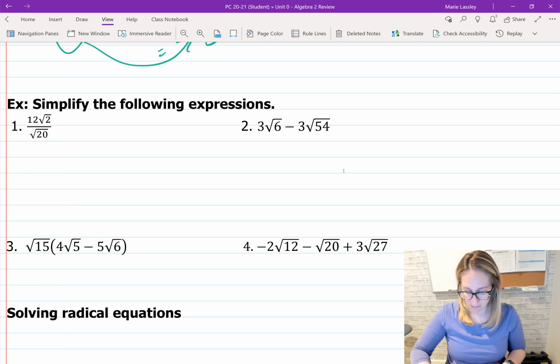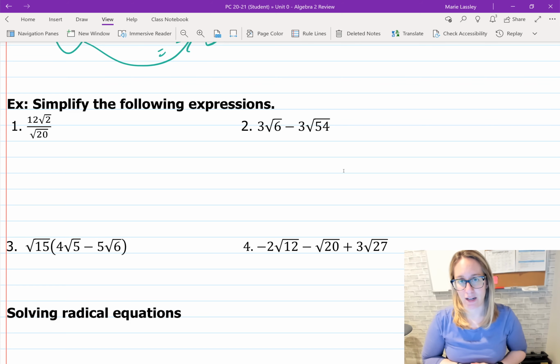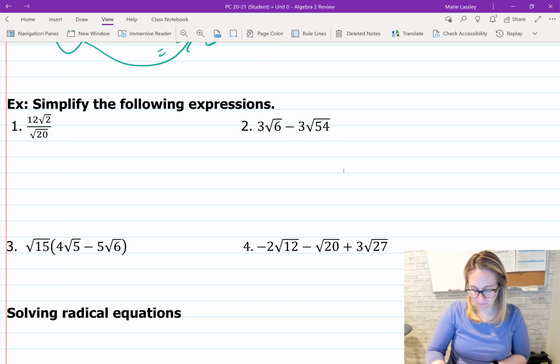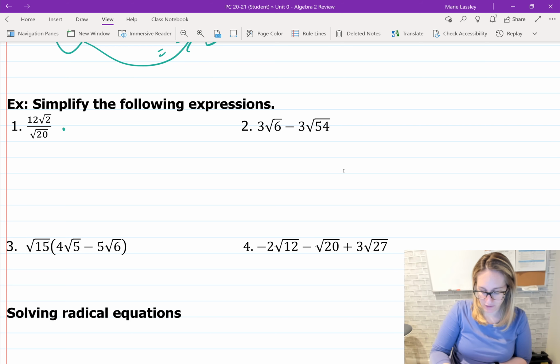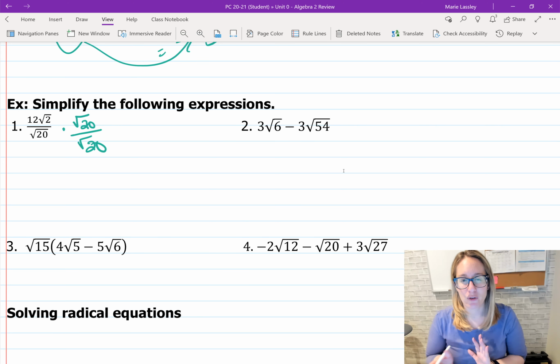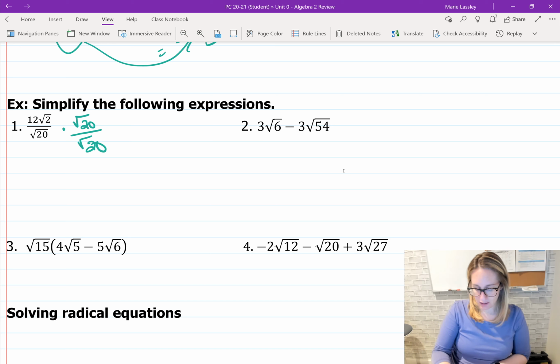But like I said, I'm just going to try rationalizing my denominator to get that square root out of the bottom first. All right, so what that means is I'm going to have to multiply top and bottom by the square root of 20 because I want that square root of 20 to not be a square root anymore. This is going to give me 12.